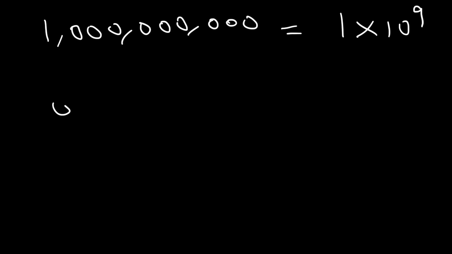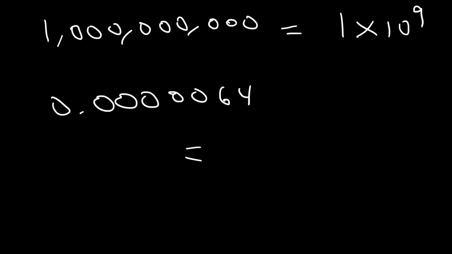Instead of writing, let's say, 0.0000064, you could simply write 6.4 times 10 to the minus 6. So scientific notation is very useful for representing very large or small numbers. So you need to be able to convert a number from scientific notation into decimal notation or standard notation. Let's start with examples relating to that topic.